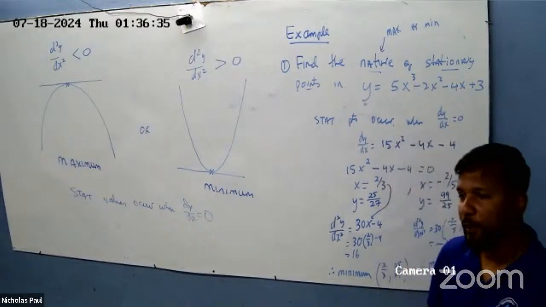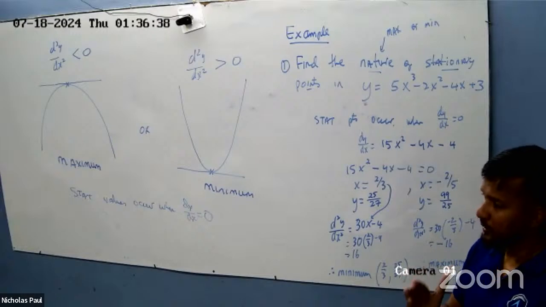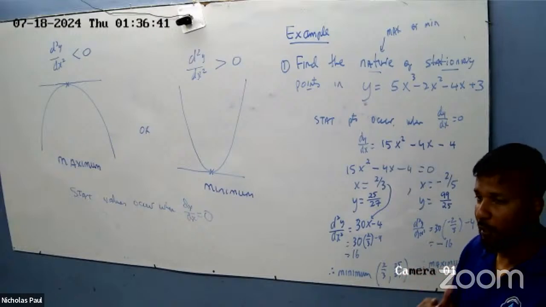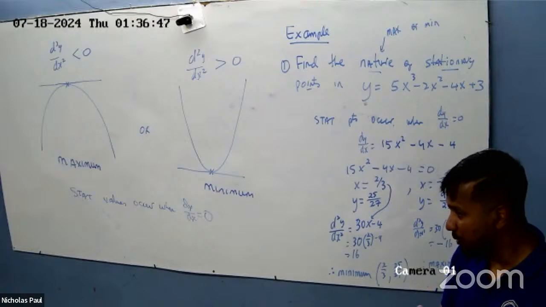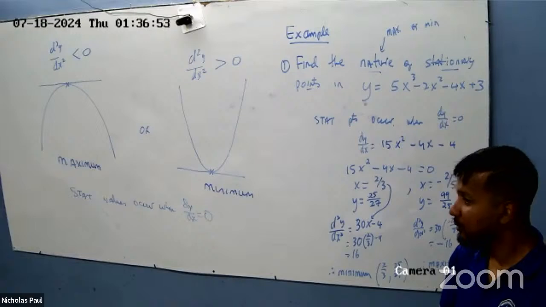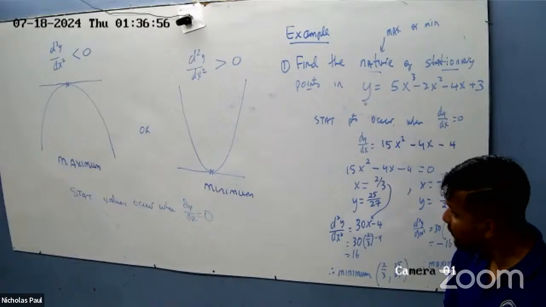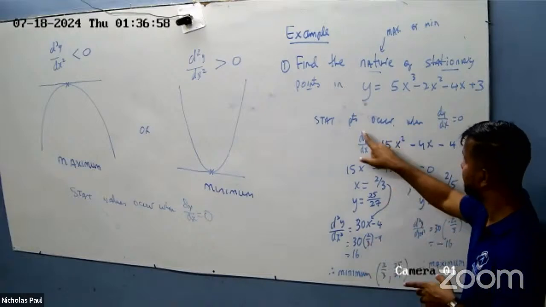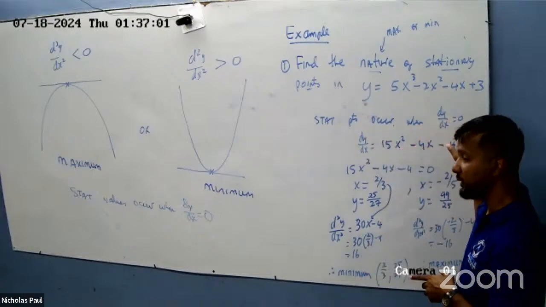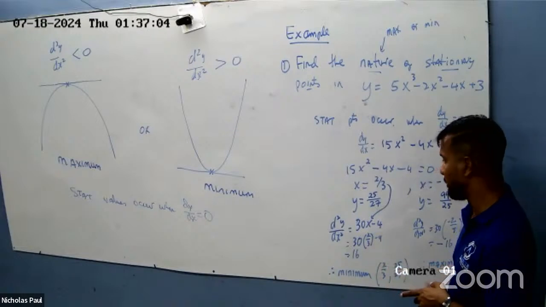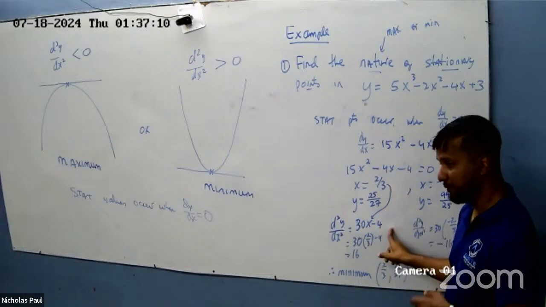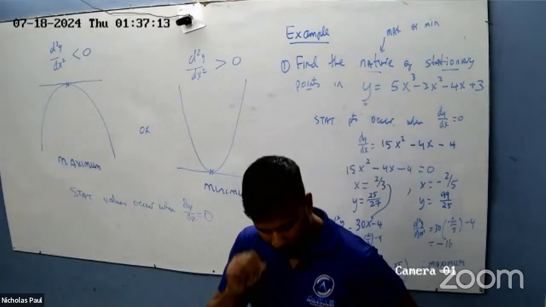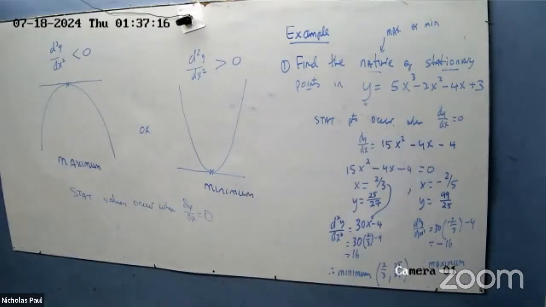So all we're doing: differentiate, equal to 0, stationary. Double differentiate, plug in the x, nature. That's okay? Try again: stationary, make it equal to 0. Try again: maximum. And then plug in the x values. Copy now.